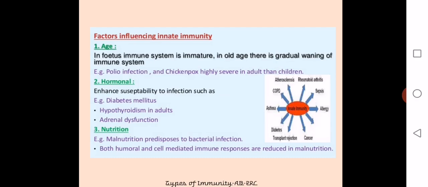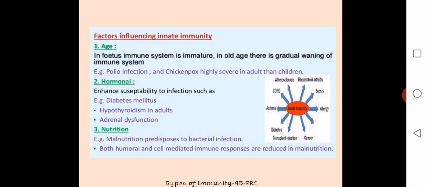And there are different factors which influence the development of innate immunity. The three most important factors are shown here. One is age, second is hormonal influence, and third is the nutritional status of the host body. Age is of course an important factor, right? Age is very important because at both extremes, in the very early period and the very late period of age, individuals are more susceptible to various infections, right?